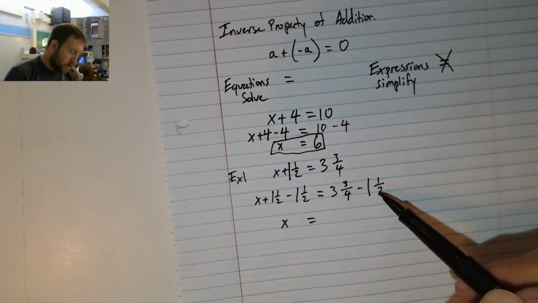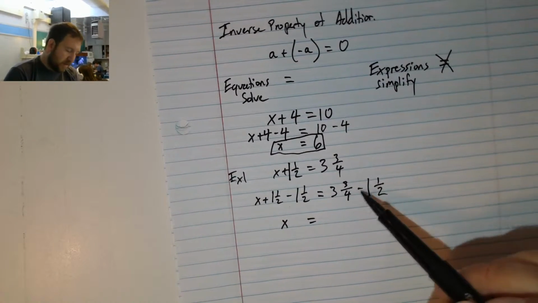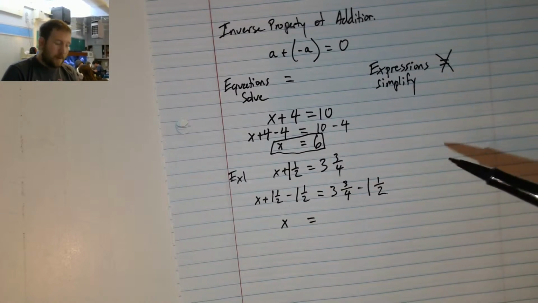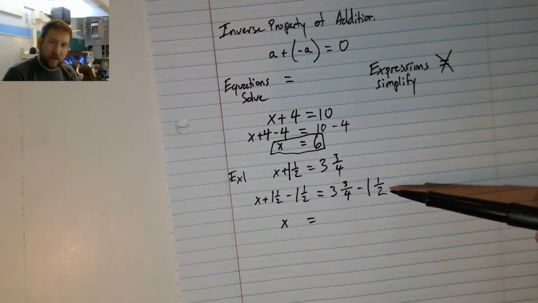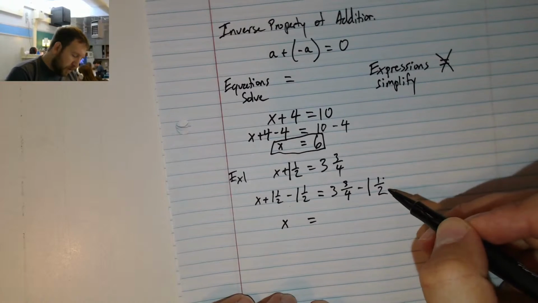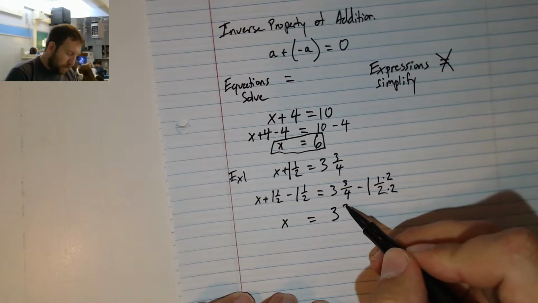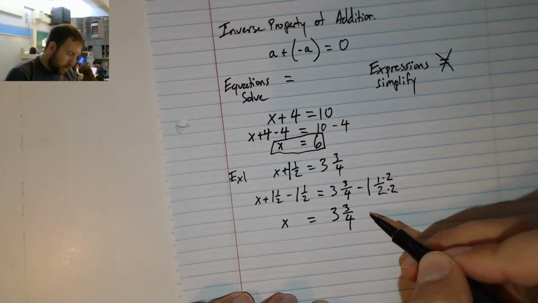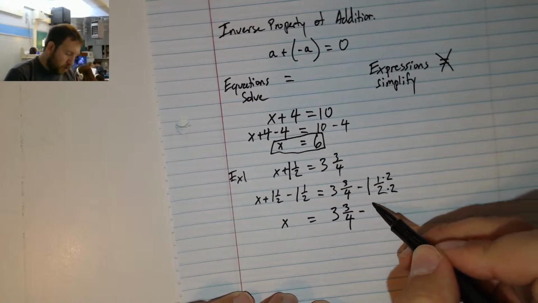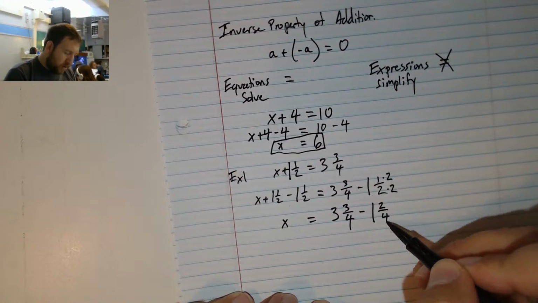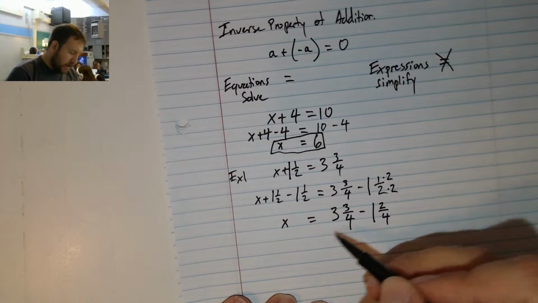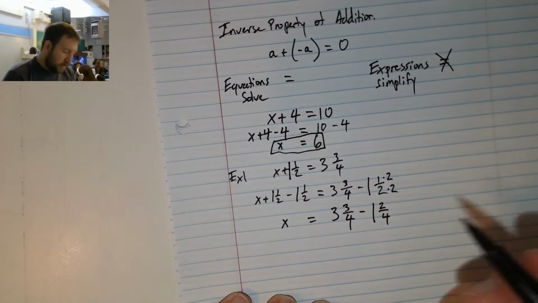What I could do is multiply this side by 4 and this side by 2, but I can see an easy denominator that's going to work. So I'm just going to multiply both of these by 2, and rewrite what I've got. I have 3/4 minus 1 and 2/4. I can do this easily now that the denominators are the same.